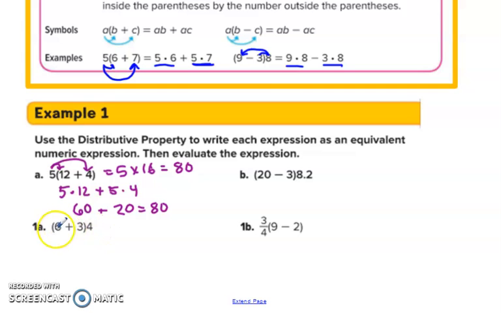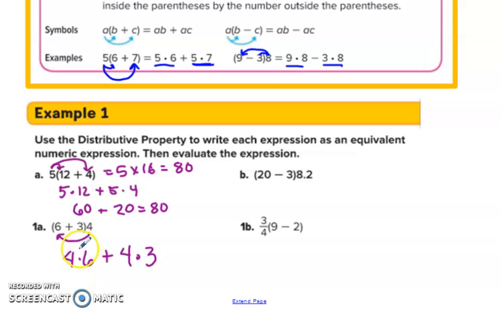Okay, we've got 4 times the quantity of 6 times 3. So if you need to put that 4 in front of there to be successful, go ahead and rewrite it like that. But I'm going to just go ahead and do 4 times 6 plus 4 times 3.